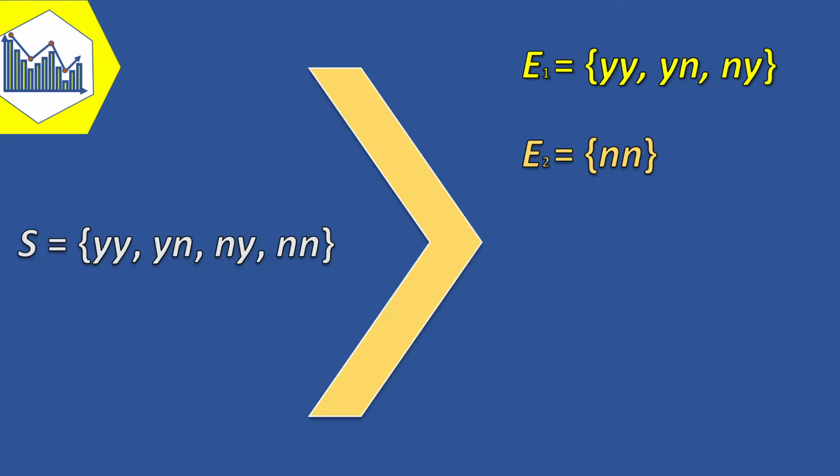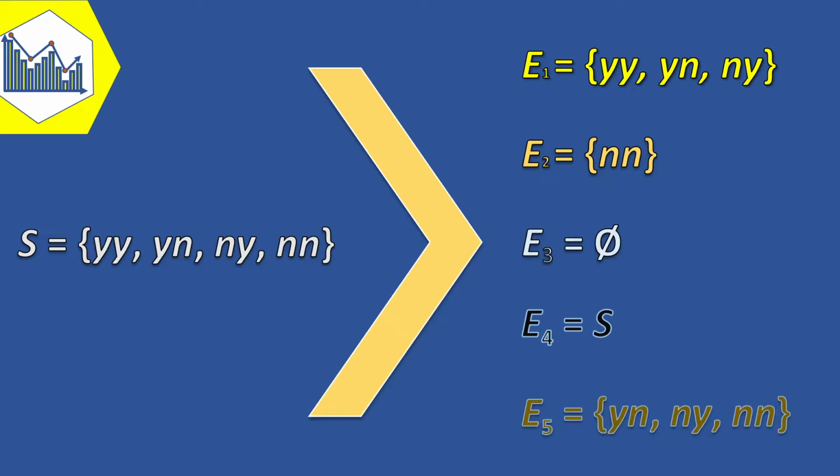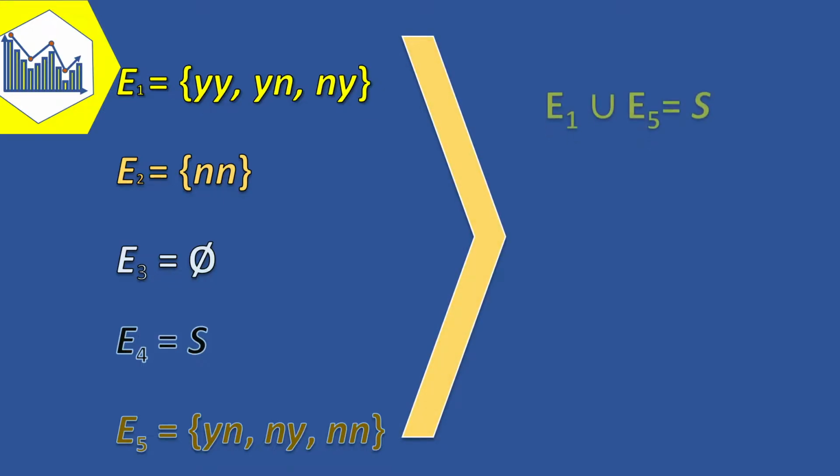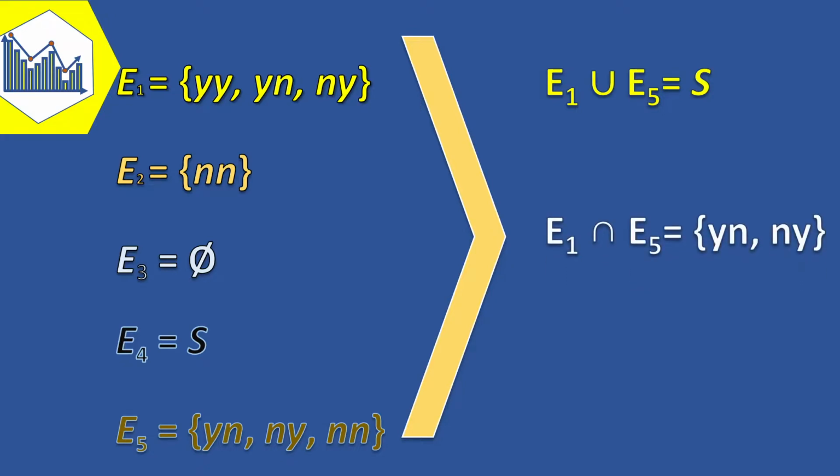Other examples of events are E3, which has no outcomes and it is called the null set, E4 equals S and it is called the sample space, and finally E5, which has three outcomes of yes, no, no, yes, and no, no. As I said, we can also have events which are made by the combinations of other events. For example, the union of E1 and E5 equals S. The intersection of E1 and E5 has two outcomes of yes, no, and no, yes, and E1 prime equals a set that has one outcome of no, no.